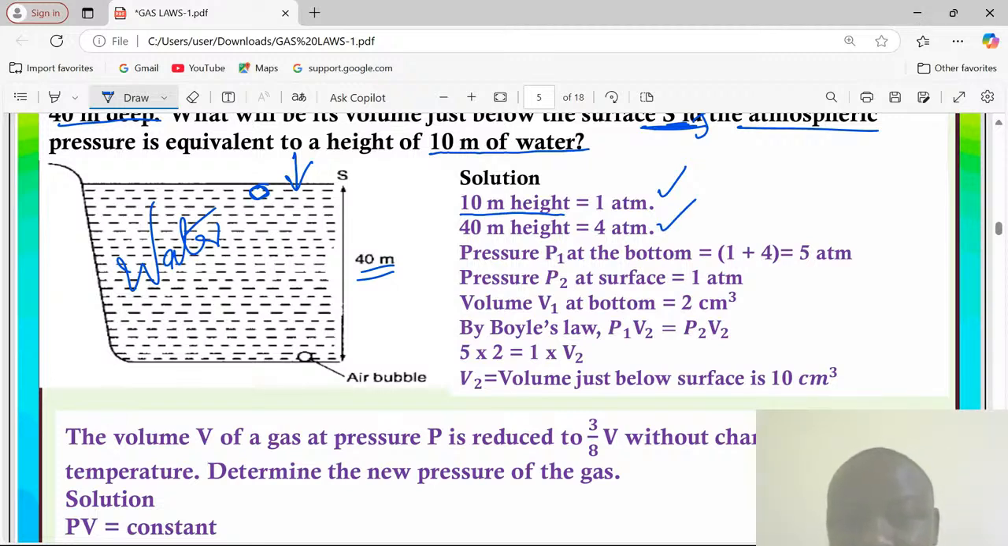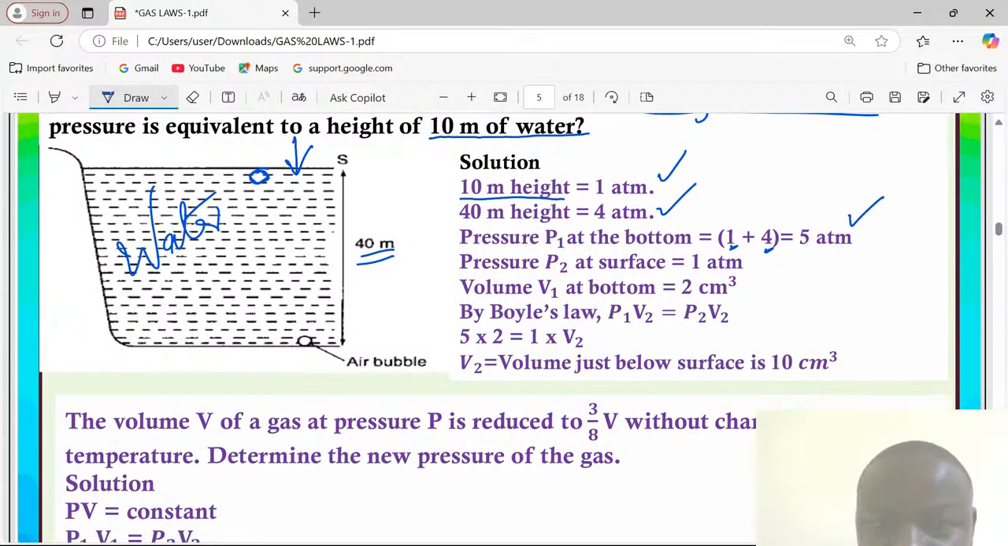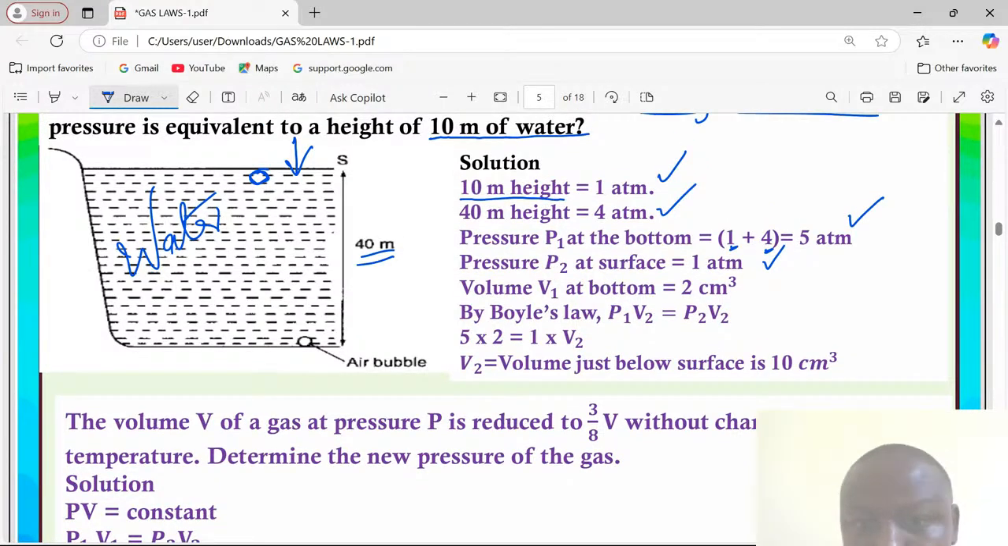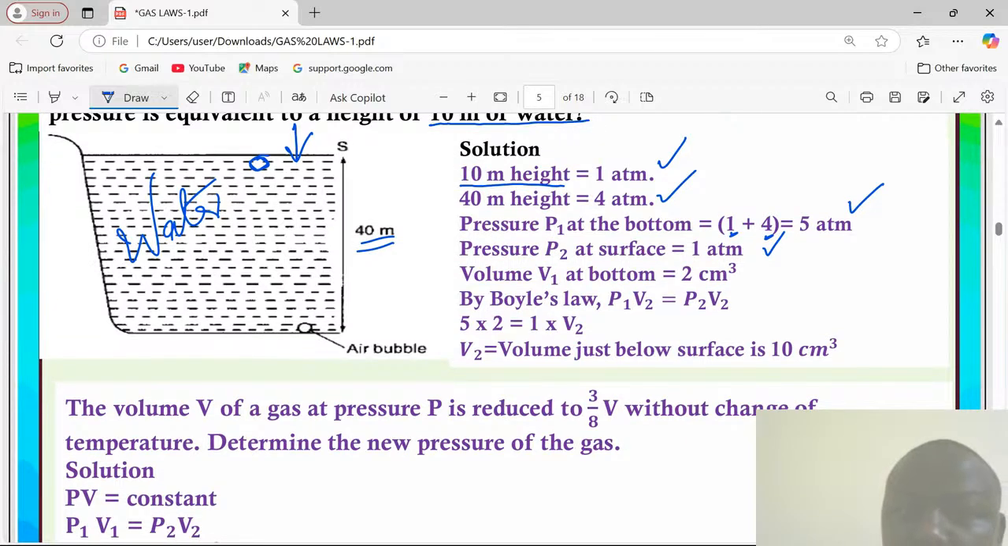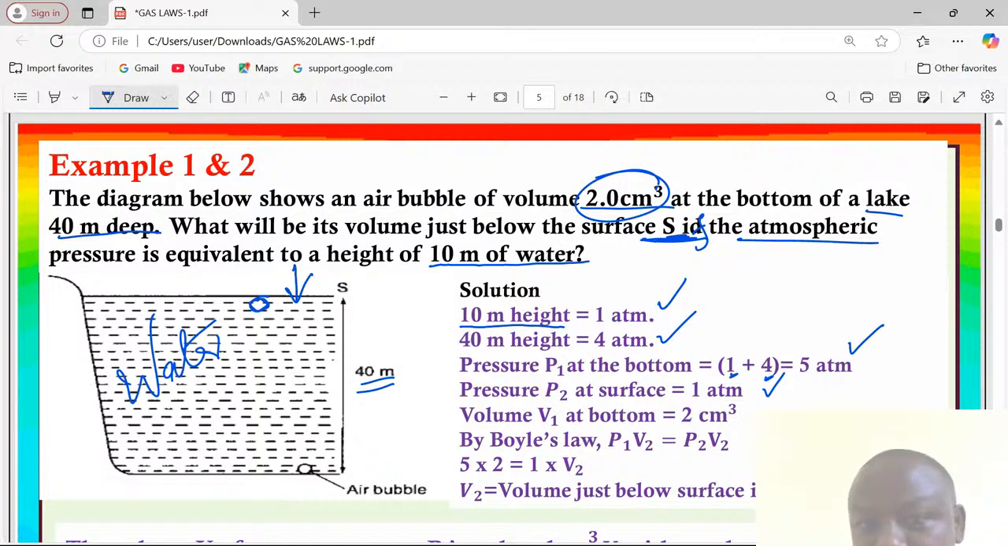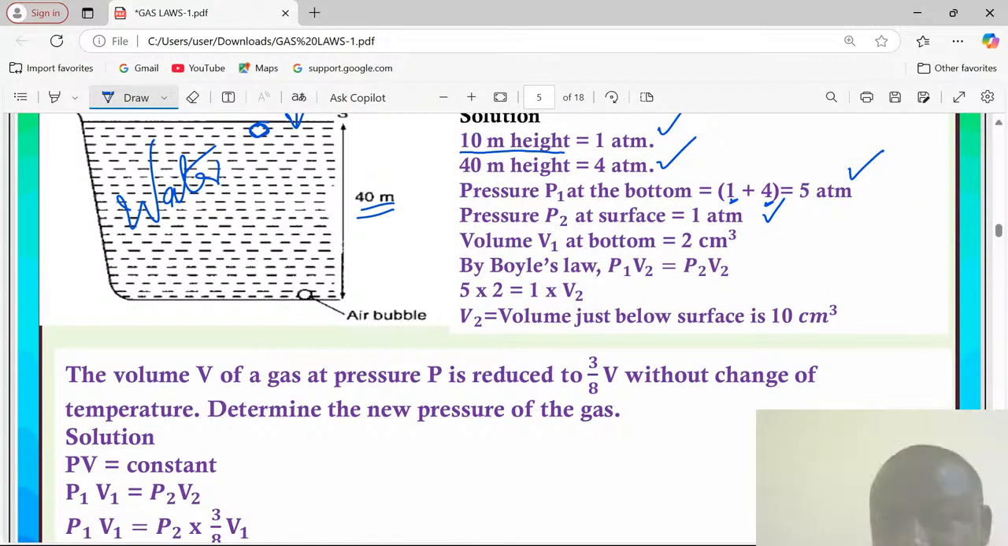But now the pressure originally acting on the bubble is going to be, we add 1 atmosphere, that is the pressure due to the atmosphere, plus the 4 atmospheres due to water. That is a total of 5 atmospheres. But the new pressure at the surface will be squarely the 1 atmosphere due to atmospheric pressure. Now, volume 1 is given here, 2.0 cubic centimeters when it was at the base. What about volume 2 when the pressure had changed?